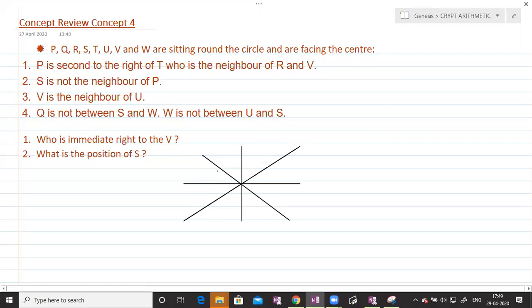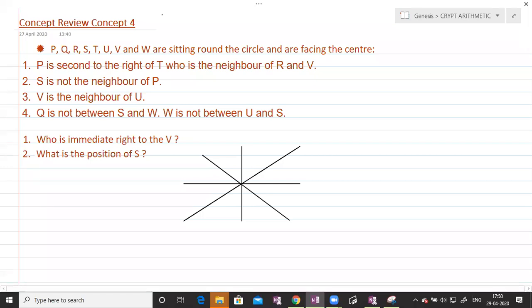Anamika got the answer, U opposite to R and P. Okay, Anamika got, Anjana got the answer. Anamika and Anjana got the answer. Great. Okay, now we'll try solving it, everybody. We'll try solving it now.